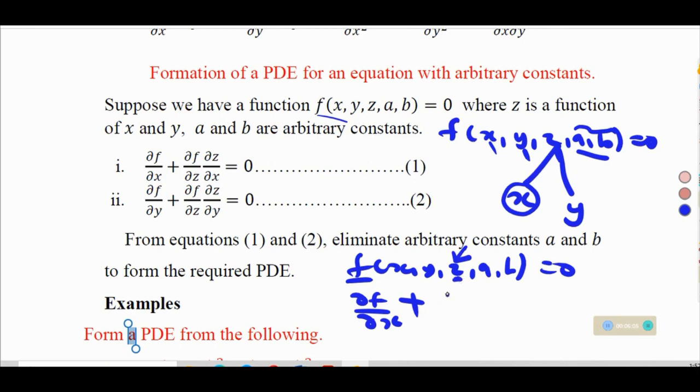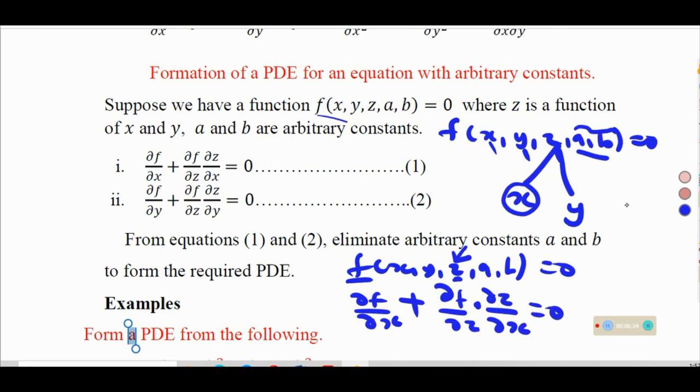So differentiating also the function, that is, we are differentiating the function f with respect to z. But also remember that z is also a function of x and y. So it means here, if we get del f del z, since we need del f del x, then here we shall multiply by del z del x. And this equation will be equal to 0.